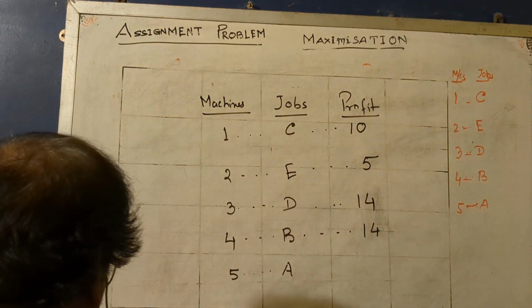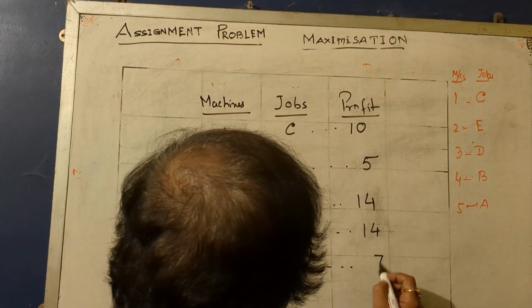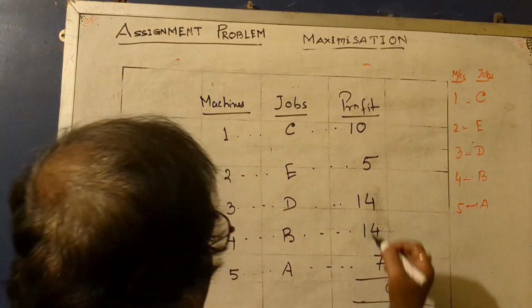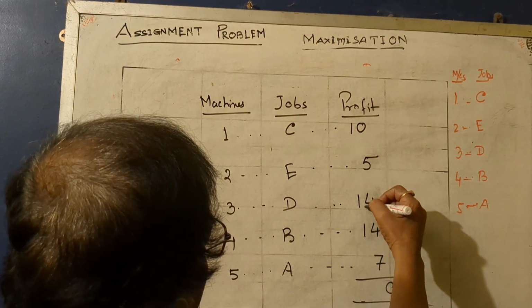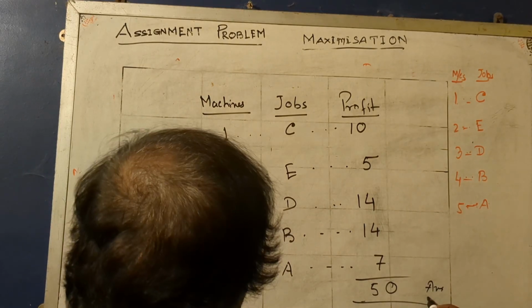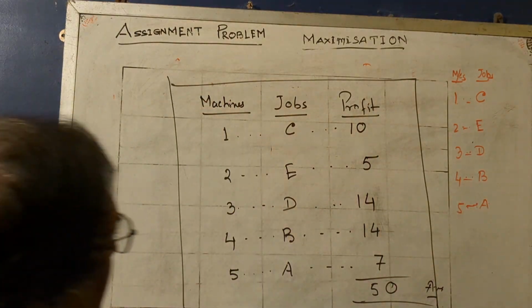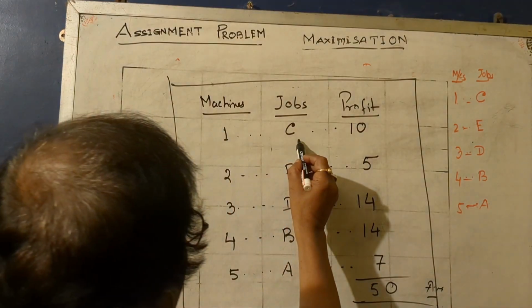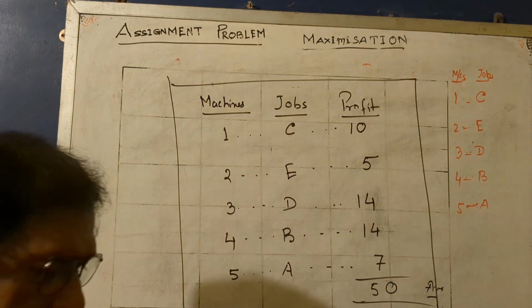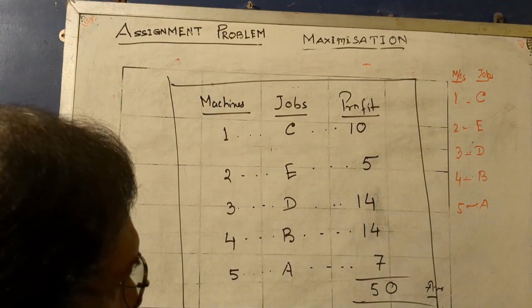And if the fifth machine is allocated with job A, the profit will be 7, and this is the total profit. The total is 10, 5, 40, 40, 7, that is 102. This is the total profit. This is your answer. Your answer is that you have to allocate all these machines to the corresponding jobs, and this is the profit. If you have any problem, please write to the comment box. I will definitely reply at the earliest possible.